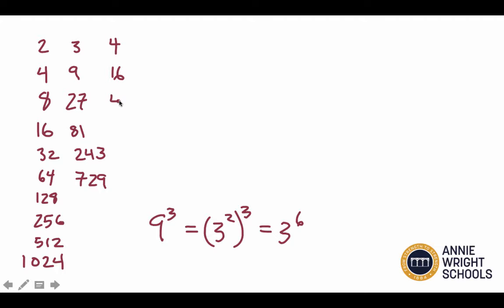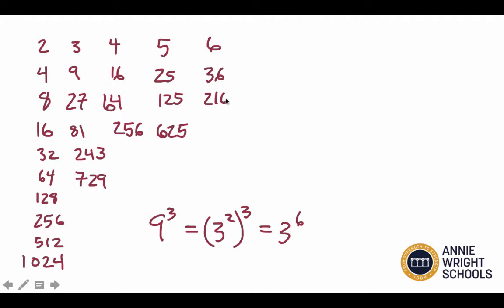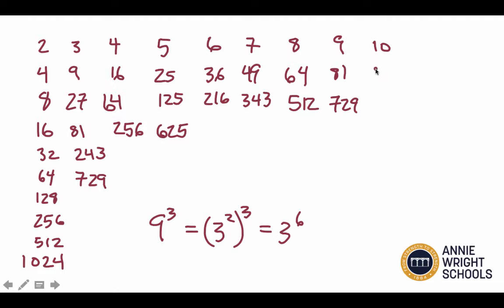4, 16, 64, and then what do we have? 256 after that? 5, 25, 125, and then we've got 625. 6, 36, 216. 7, 49, 343. 8, and then 64, and 64 times 8, 512. 9, 81, and then 729. 10, right? Pretty easy with 10.